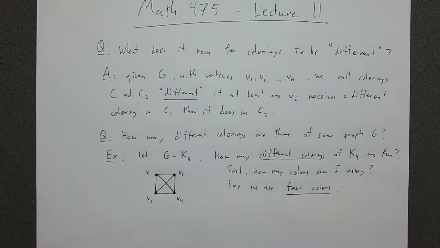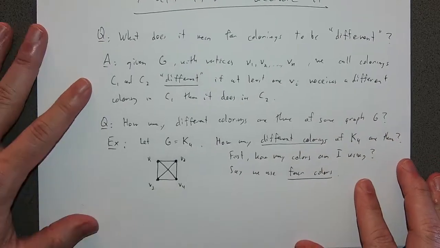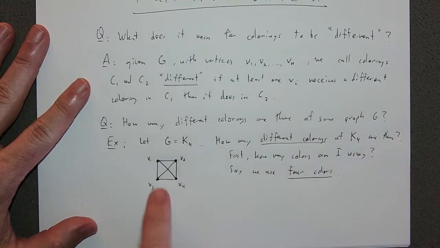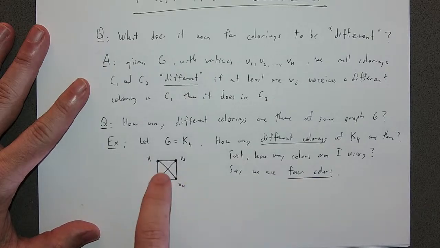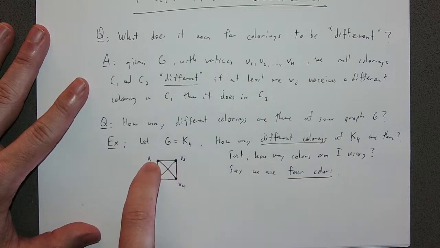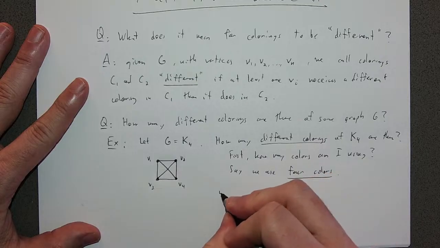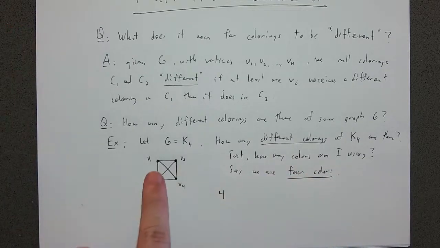So if I'm using 4 colors here, how many different colorings exist? Well, let's see how this goes. Let's just go vertex by vertex. If I start with vertex 1, what are the number of colors I could possibly assign to vertex 1? Well, if I'm using 4 colors, then any of the 4 colors are an option. So I could assign any of the 4 colors to the first vertex.